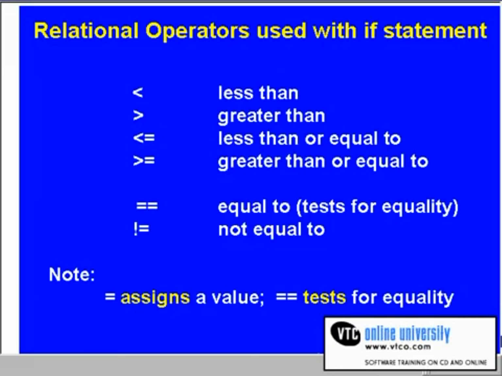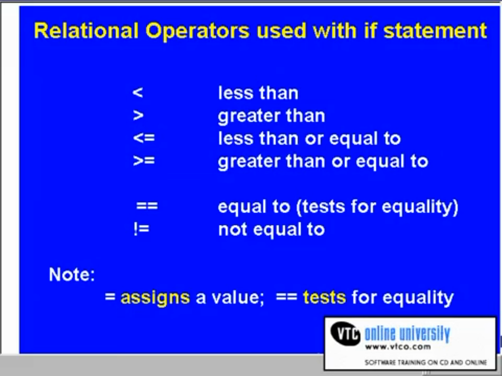The double equal sign is a symbol which tests for equality. That is, when you want to test to see if something is equal to something else, then use the double equal sign. Note that the lone equal sign assigns a value, where the double equal sign will test for equality. There is a big difference between these two items, and we will look at examples of each of these. And finally, the exclamation point followed by the equal sign will test for the not equal to condition. So if you want to see if something is not equal to a certain condition, you can do so by using this symbol.